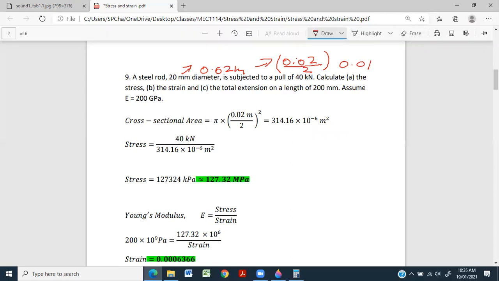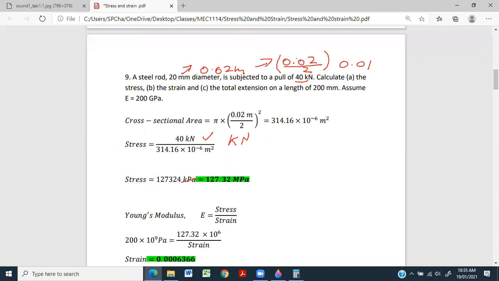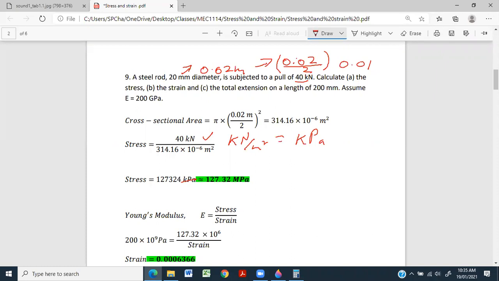So keeping this number like this, and we know that the pull is 40 kilonewtons, we can calculate stress. So the stress is 40 kilonewtons, and we divide that by the cross-sectional area, we should get 127,324 kilopascals, because the unit here, kilonewtons divided by meters squared, is kilopascals. Dividing that by 1,000, we get 127.32 megapascals, right? Maintaining our units.